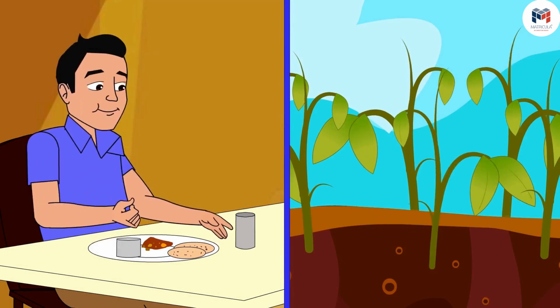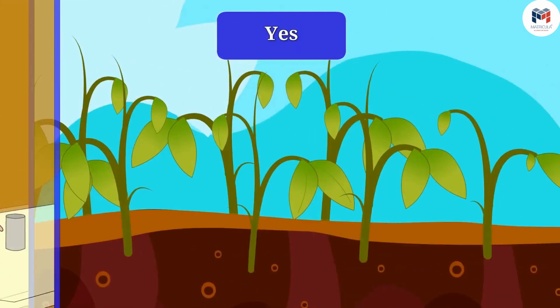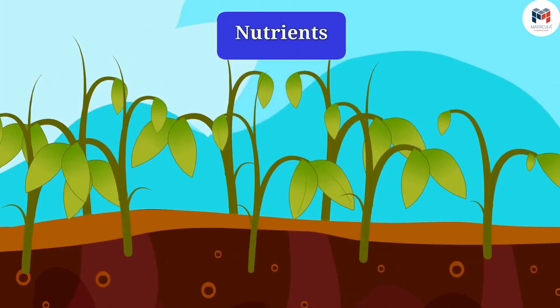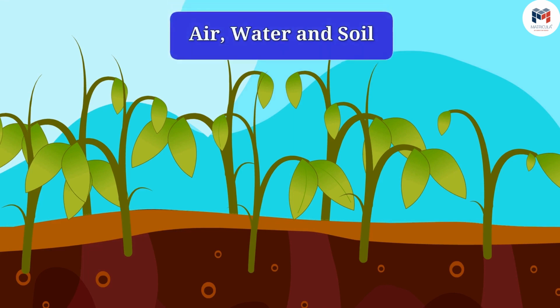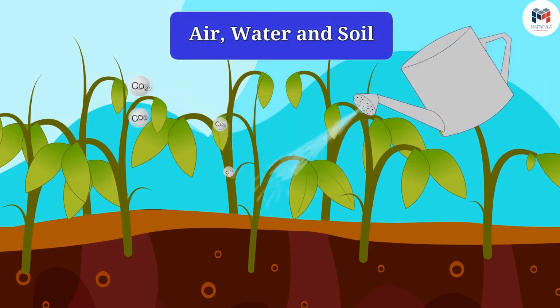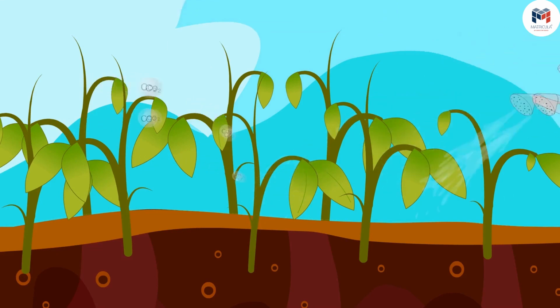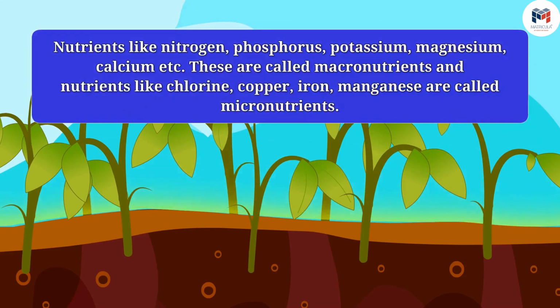Do plants also require nutrients for their growth? Just think. Yes, plants need nutrients for their growth. And do you know they can get nutrients from where? Tell? Yes, from air, water and soil. Most of the trees get nutrients from the soil like nitrogen, phosphorus, potassium, magnesium, calcium, etc.